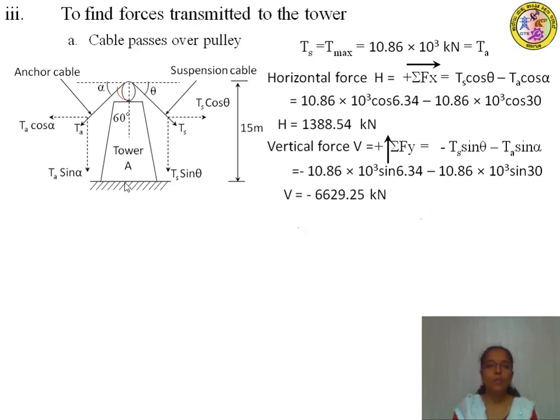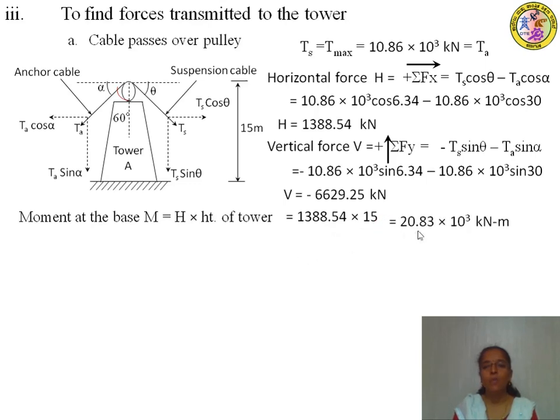Next we will calculate moment at the base, that is given by horizontal force into height of the tower. So horizontal force is positive, that means it is acting in this direction. So H into height of the tower. So that will give 1388.54 into 15, that will be equal to 20.83 into 10 power 3 kilonewton meter. So H is in the positive direction, so that is going to induce clockwise moment about the base.